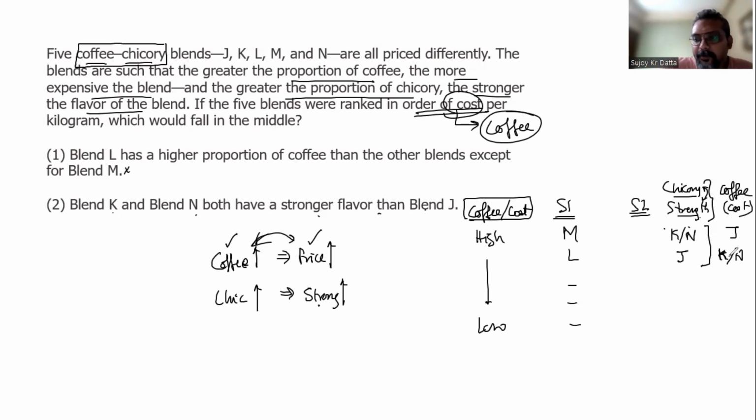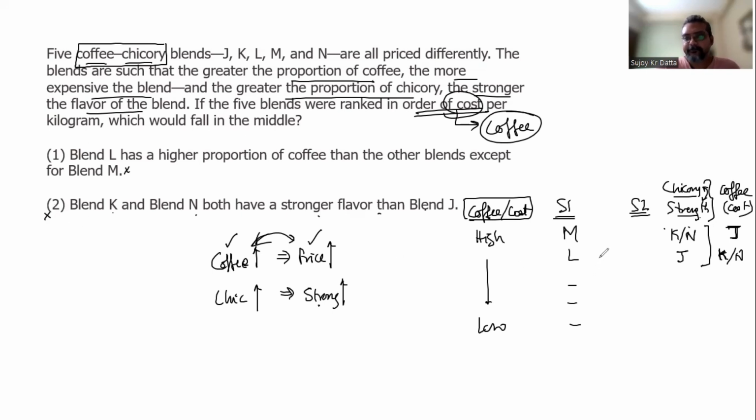But then again, we don't know whether K is second and N is third, or N is second and K is third, or is there someone else above J in the first place? That also is not known. It's not given that J is the highest. Okay, so statement 2 does not work out.